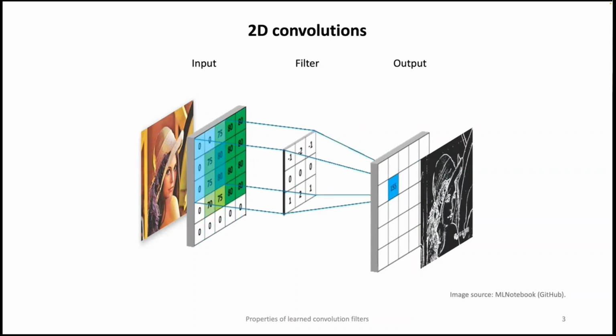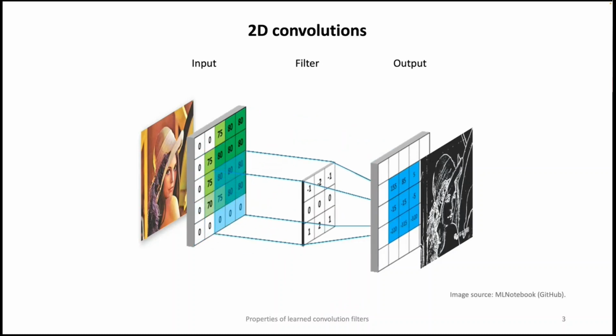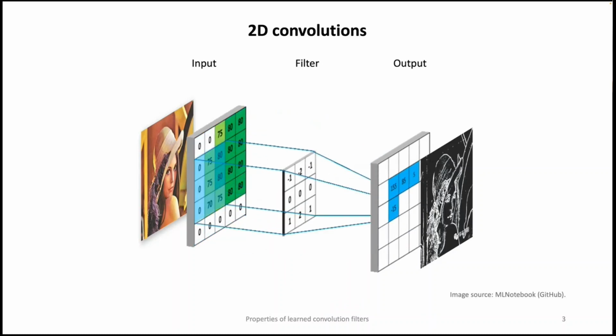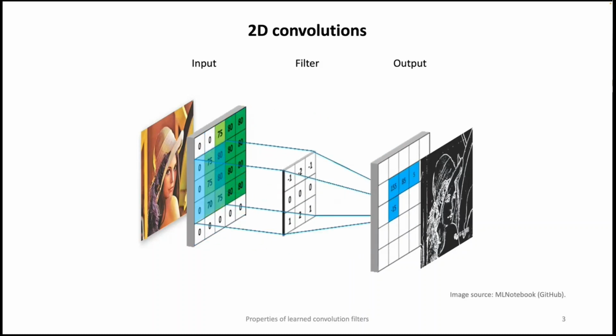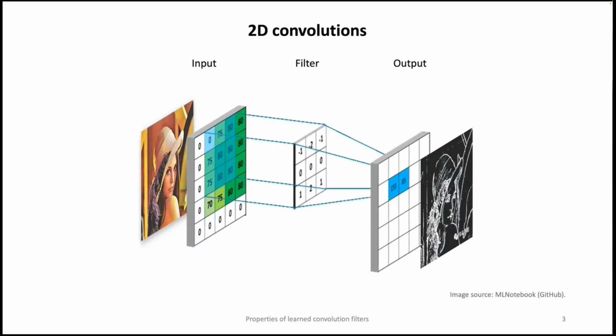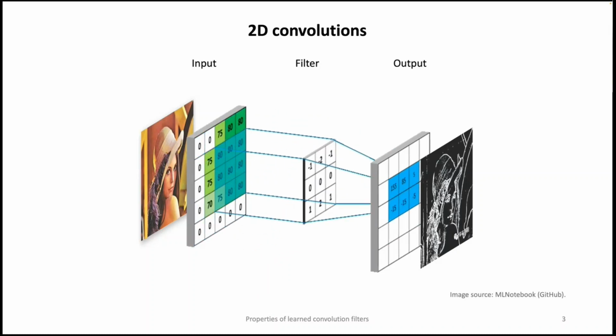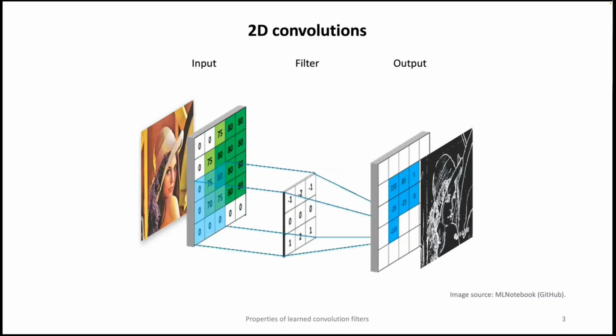And you can do convolutions in various ways. So you can vary the shape of the filter. In this case, it's a 3x3 filter, but it could be larger. You can vary the stride, so the step size of the filter. You can apply dilations and so on. But the very basic principle is always the same. You slide your filter over the input and you produce a new output.